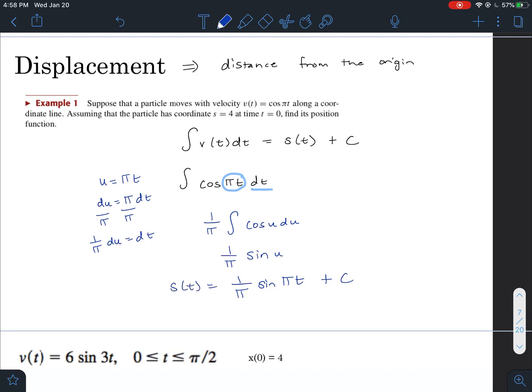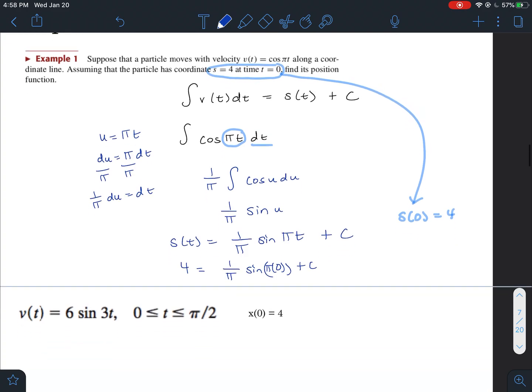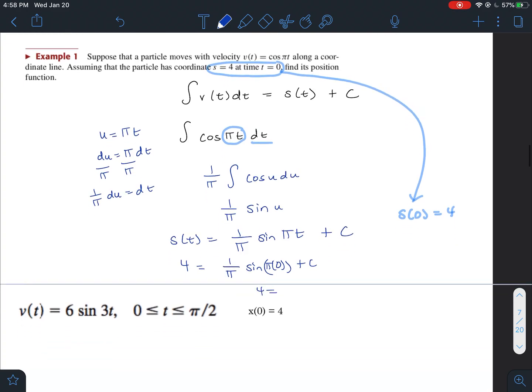That is my general solution, but they gave me an initial condition. They're telling me that if I plug 0 in for the time, I get a displacement of 4. So s at 0 is equal to 4. So my displacement is going to be 4 if I plug in 0. So that's 1 over pi times the sine of pi times 0 plus c. Well, the sine at 0 is 0, so 4 is going to equal c. So now my final displacement equation is going to be 1 over pi times the sine of pi t plus 4. And that is my displacement equation given that information.